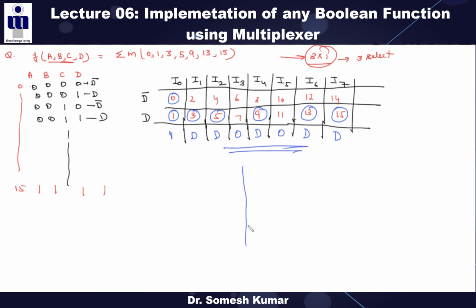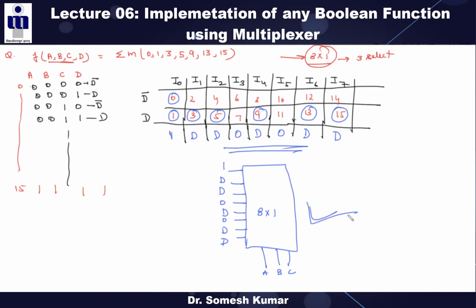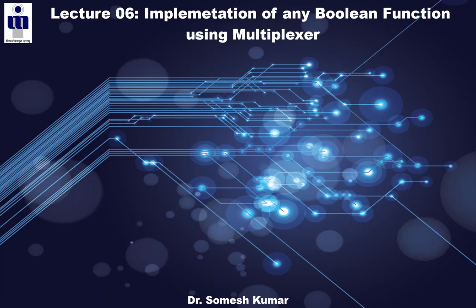So these are the inputs of your 8:1 mux, and these are your select lines A, B, C, and these are your inputs 1, D, D, 0, D, 0, D, D. Right? Here it is very simple. Now can you design any function using this method? I think so. I have given sufficient examples for the same.